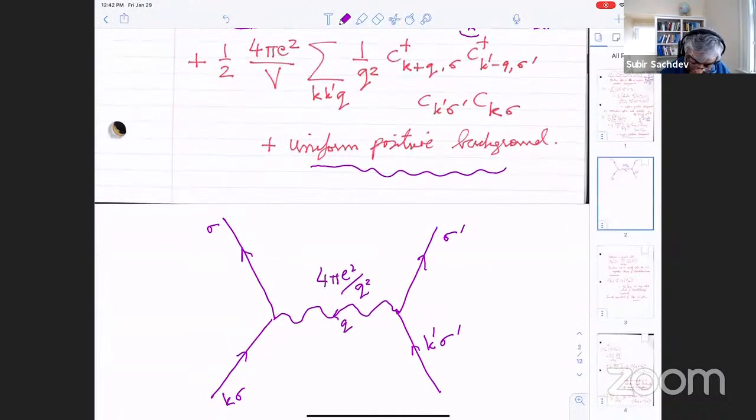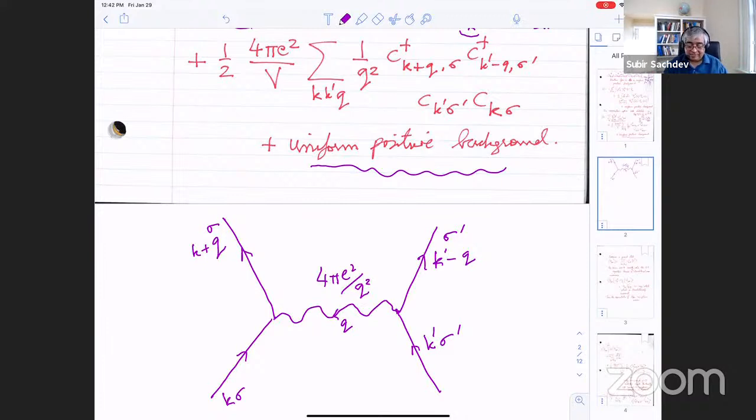So k prime, you can think of it as an electron comes in and it emits momentum q, just like Kirchhoff's laws. And so you get k prime minus q, and here you absorb momentum q, so you get k plus q. So overall momentum is conserved, and this is the expression for this matrix element. Energy is not conserved. This is just a matrix element, a Hamiltonian.